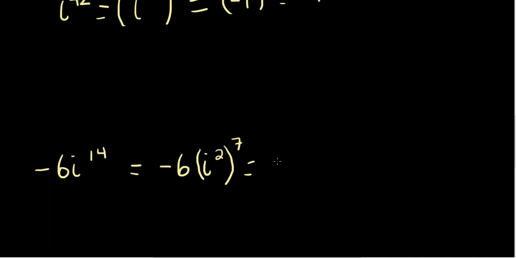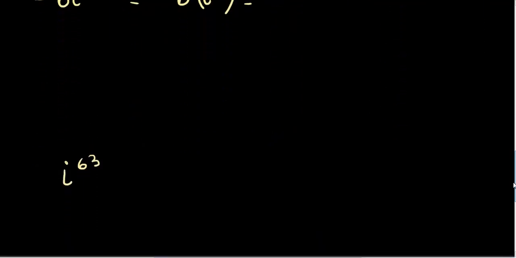So this is what we have, -6, and then i squared is -1. So -1 to the power of 7. Again, -1 elevated to an odd number is going to be negative. So we will have -6 times -1, which is +6.